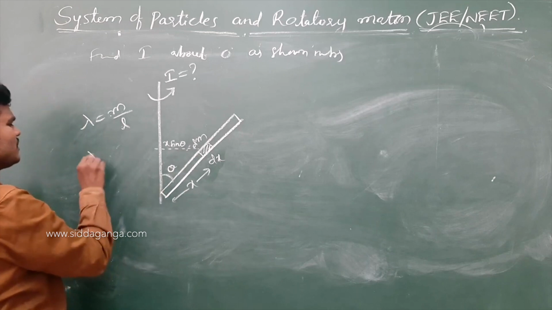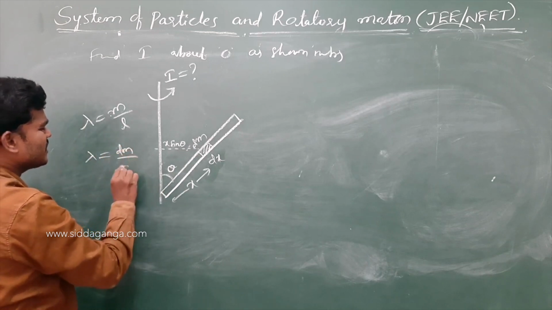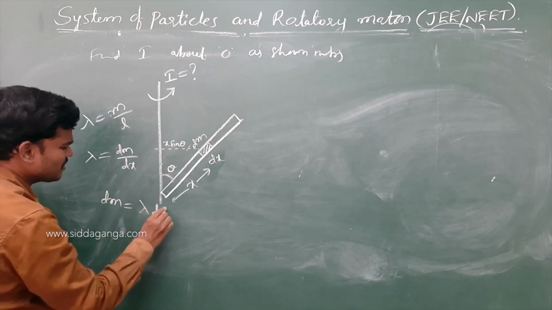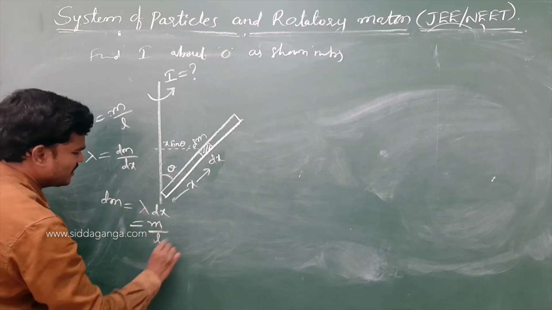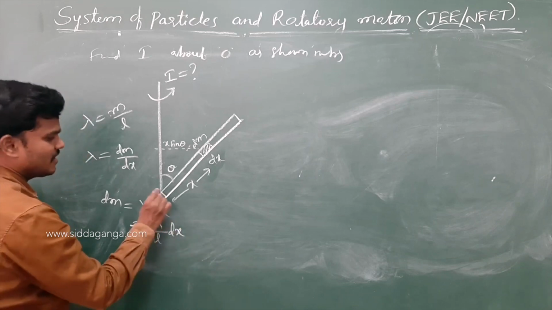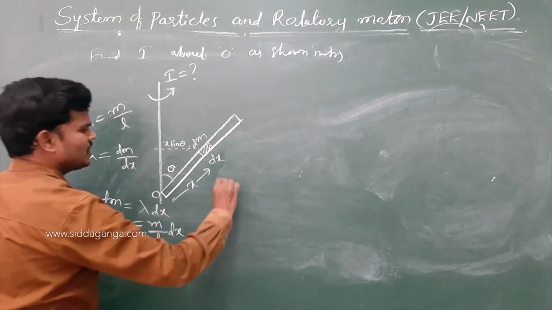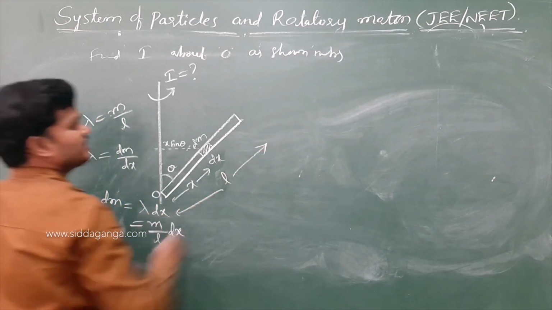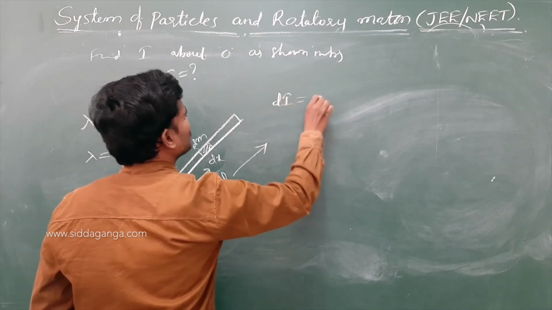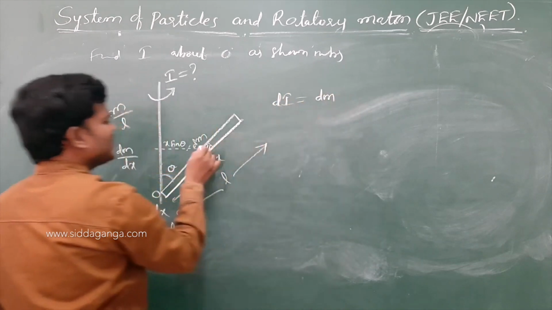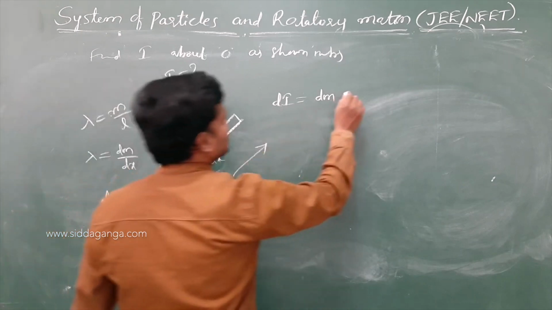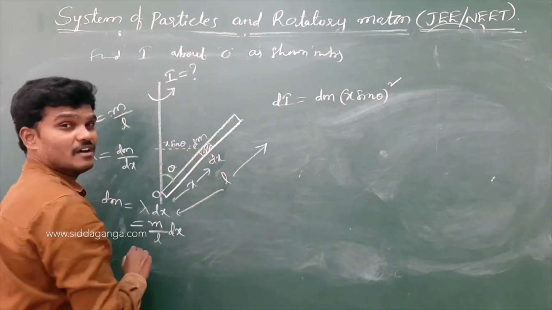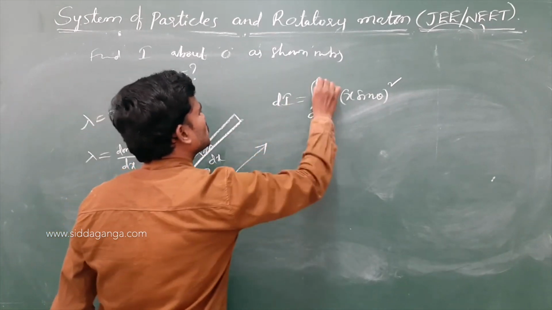And for small part, lambda we can write dm by dx. So dm, directly we can write: lambda dx. What is lambda? Mass by length. And see, this is the rod. Total length of the rod is given L. So apply the integration. For small part, dI is equal to dm into perpendicular distance squared. What is the perpendicular distance? x sin theta. Apply the integration from 0 to L.